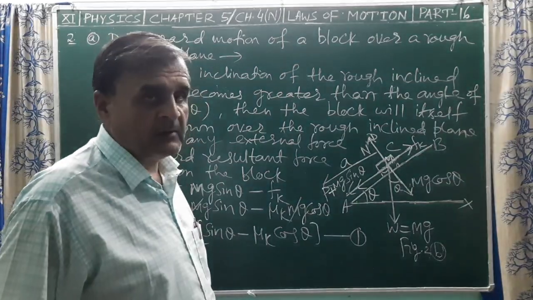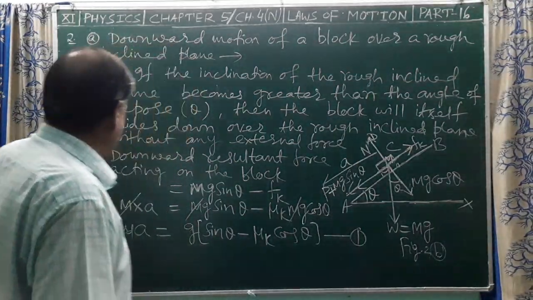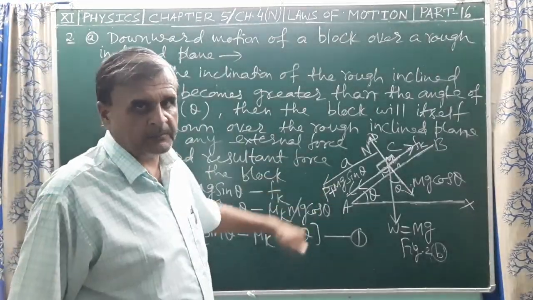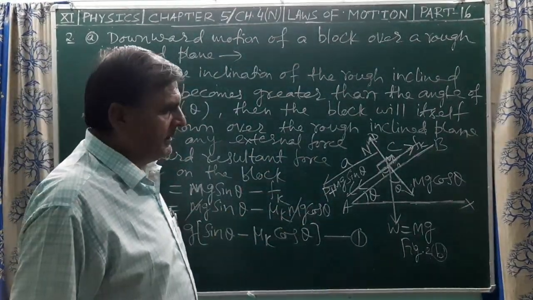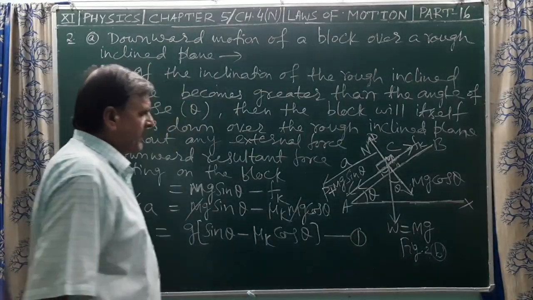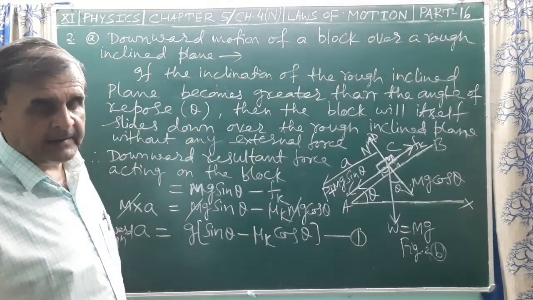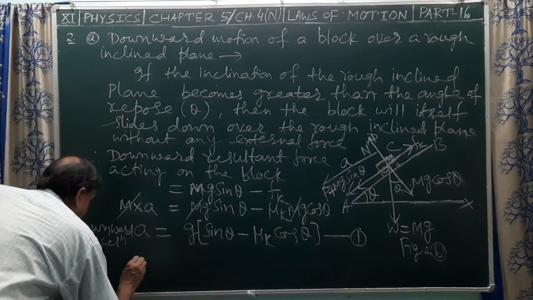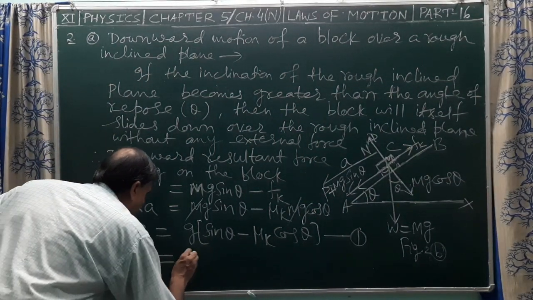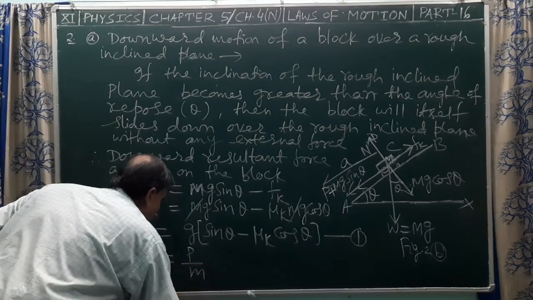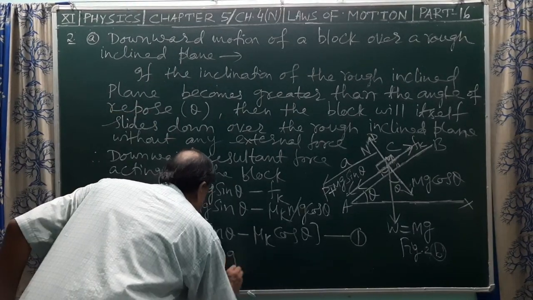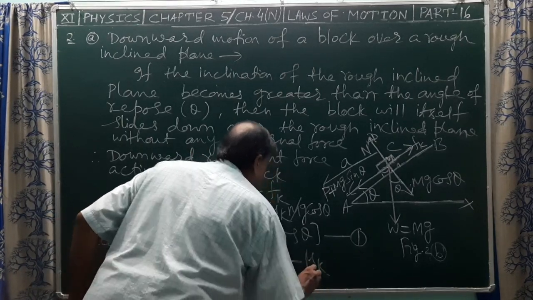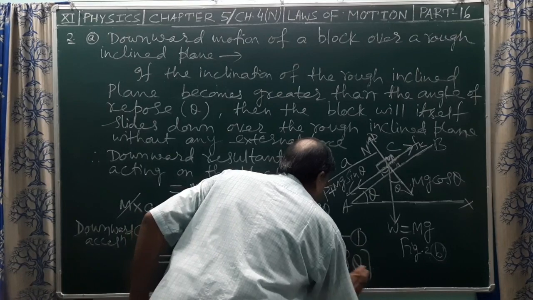So frictional force Fk is equal to mu k into mg cos theta. So in that case, we look at the downward acceleration of the block over a rough inclined plane with external force P. So another formula we will obtain. In that case, the acceleration due to force P is given by P by M. Now we can obtain P upon M plus g under bracket sin theta minus mu k cos theta.